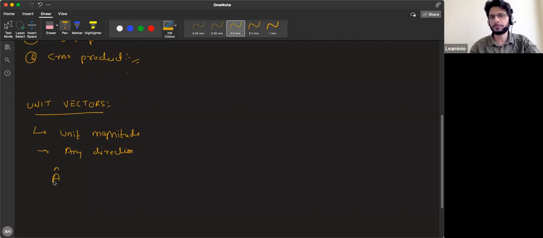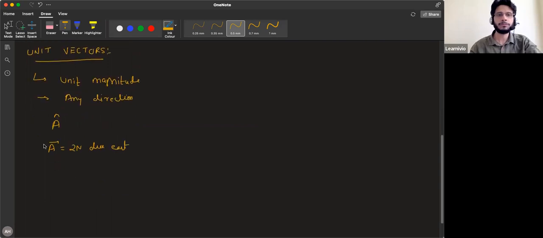It's a cap. And if you have a vector A, let's say this vector A is 2 Newton due east. Is it a unit vector, Hamza? This 2 Newton due east, is it a unit vector? No, it's not a unit vector, right? Because for unit vector, magnitude should be 1.